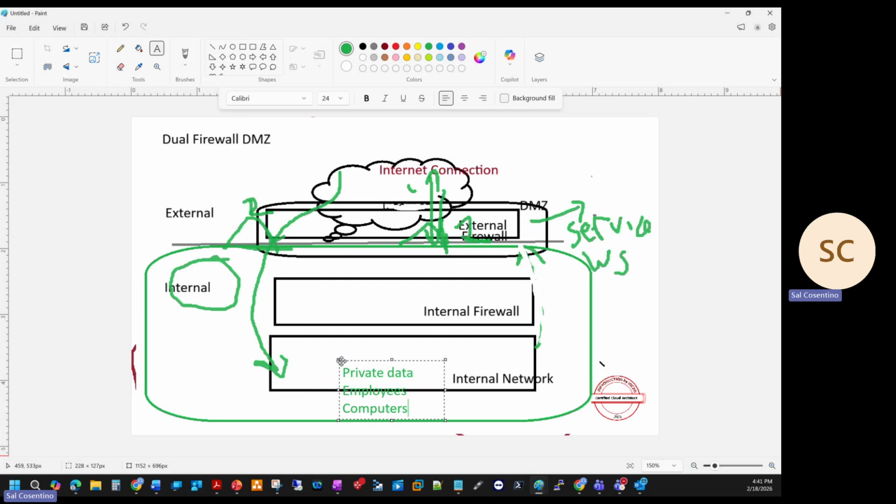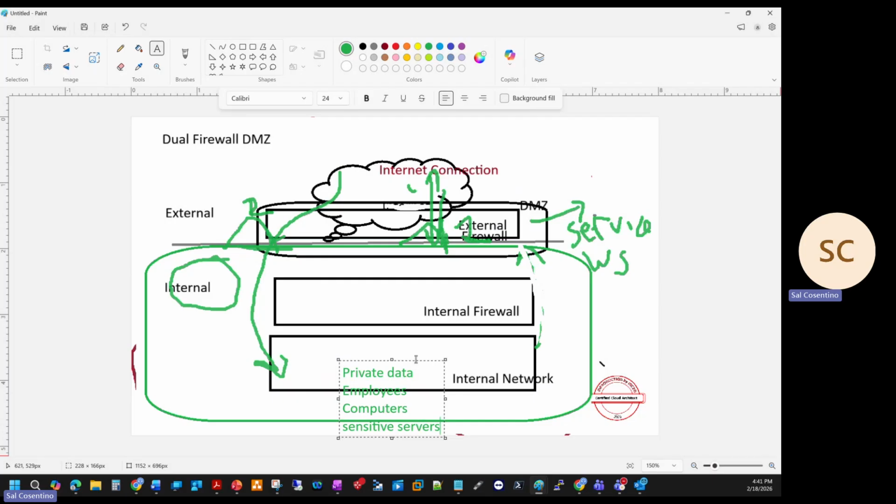Does this make sense so far? We'll have sensitive servers, and this is where that is. Even if someone gets past the first gate, the second gate protects your most important services, right? So think about it that way.